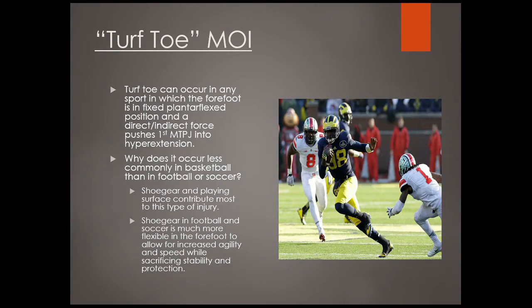Like I said, turf toe mechanism of injury. The forefoot is in a fixed plantar flexed position, and a direct or indirect force pushes the first metatarsal phalangeal joint, damaging the plantar plate. Why does it occur less commonly in basketball as opposed to football and soccer?